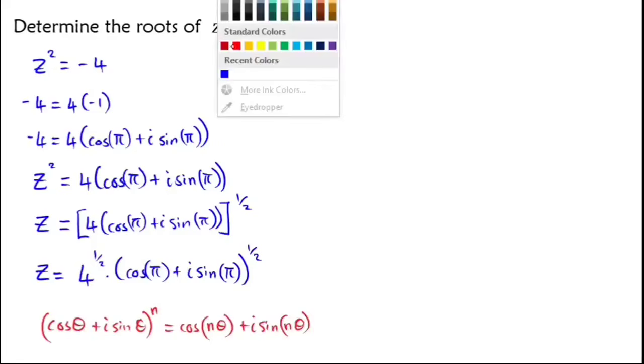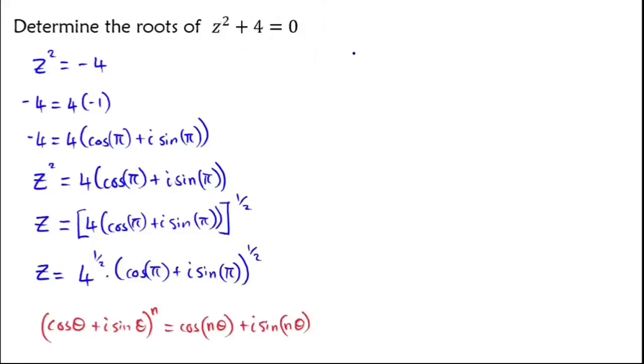This means that z will now be expressed as 4 to the power half, just as good as the square root of 4. Then, open bracket, cos half times pi gives us pi over 2, plus I sine, again half times pi will simply be pi over 2, like that.